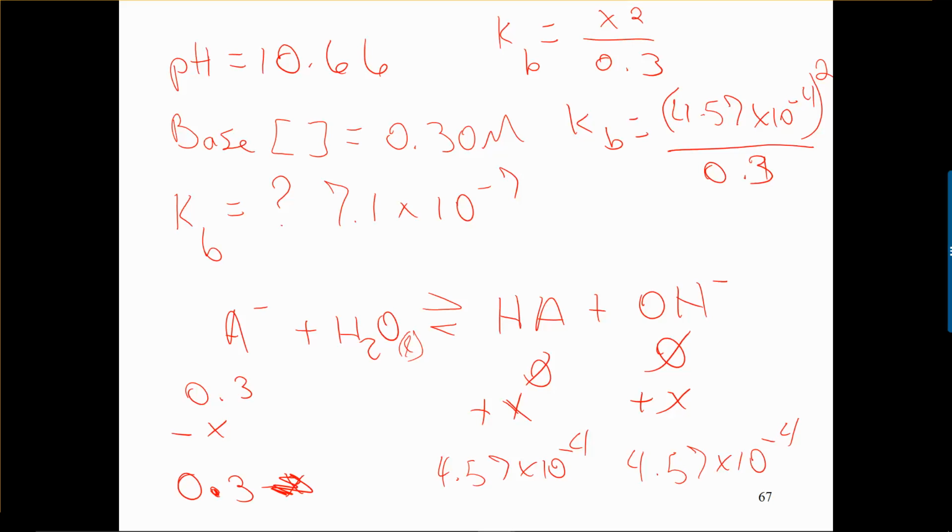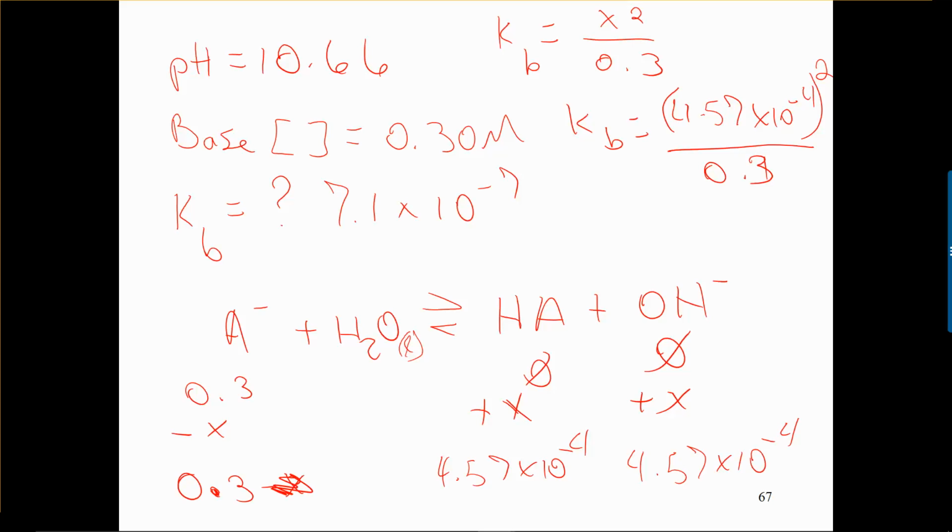And that number that you put there on the bottom is the anti-log of the pH, which is the concentration. Nope, it's the anti-log of the pOH. So from the pH, you find the pOH by subtracting: 14 minus 10.66. And then take the anti-log of that, and you'll get 4.57 times 10 to the negative 4.